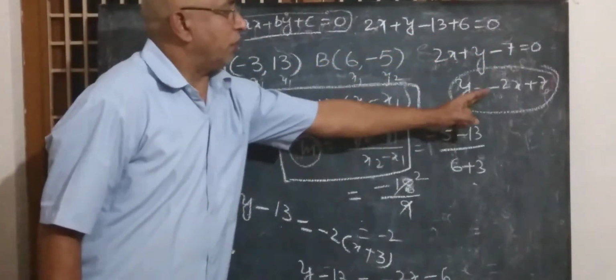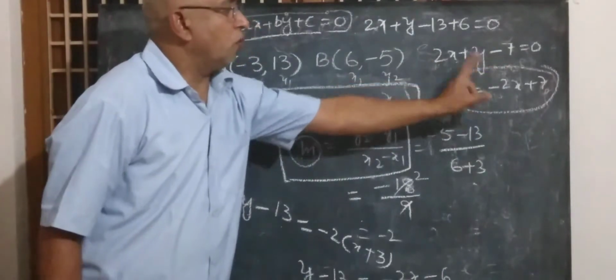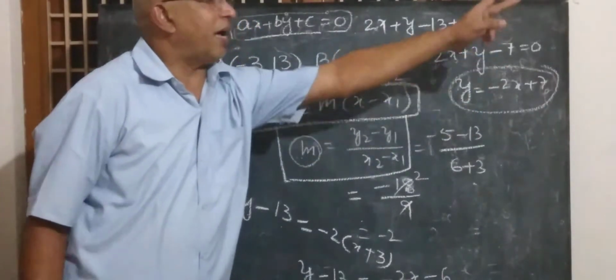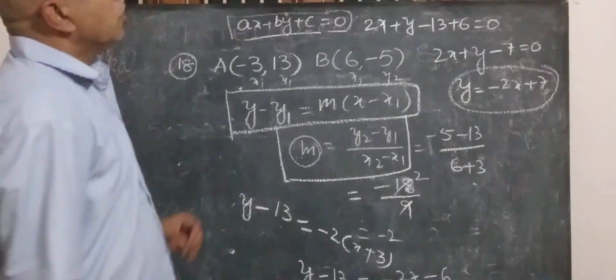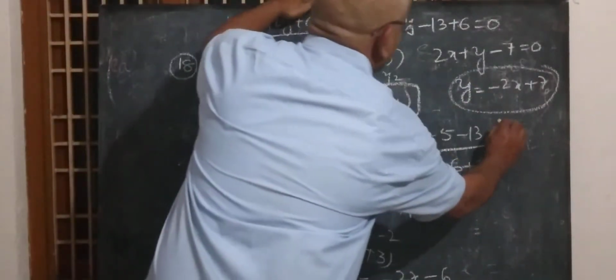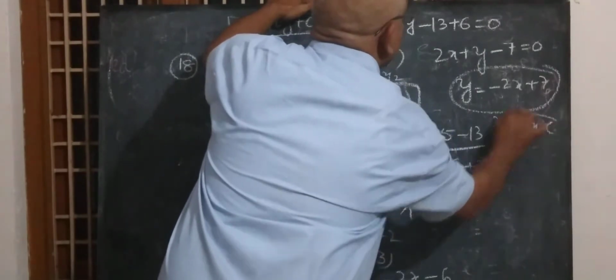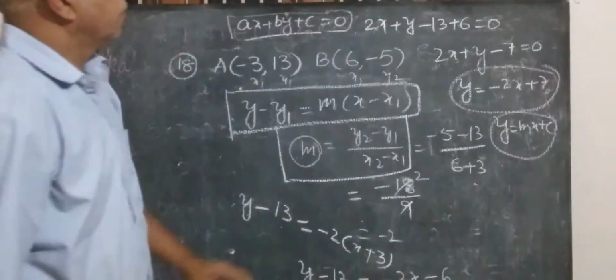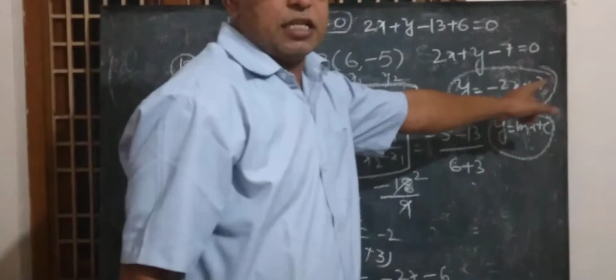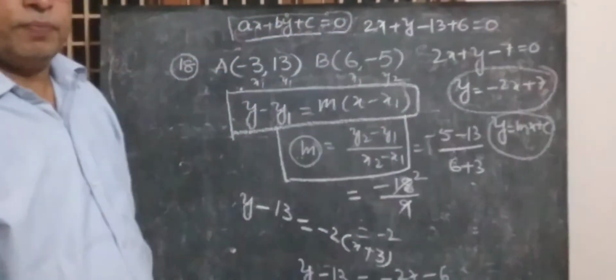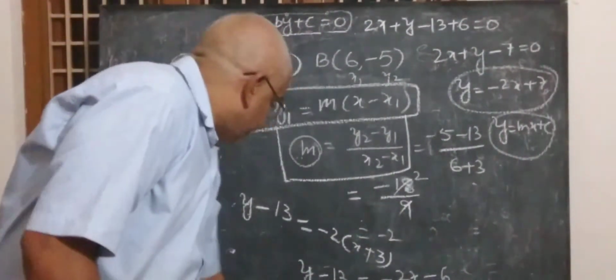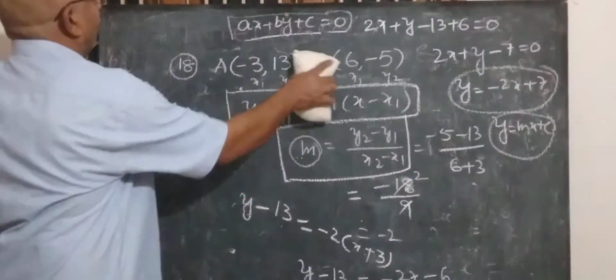So y is equal to minus 2x, and the constant value we send outside. So this one you can write as y is equal to mx plus c. So this is the equation of a line: y is equal to minus 2x plus 7. Clear? Okay. Next, we go on to another example.